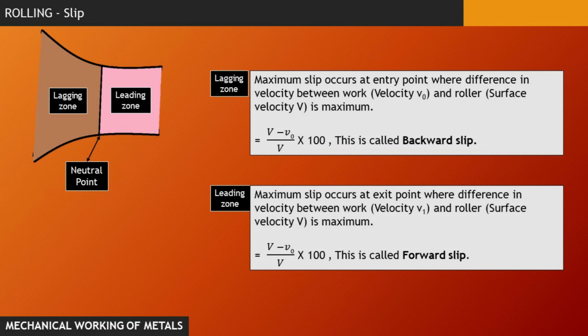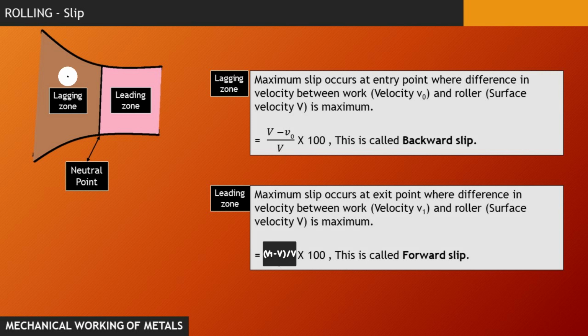And in the case of the leading zone, the maximum slip occurs at the exit point, and at the exit point the difference in velocity between the work and the roller, that means the relative velocity, is maximum, and it is given by (v1 minus v) by v into 100, and this is termed as forward slip. So the maximum slip occurring in the leading zone is called forward slip, and the maximum slip occurring in the lagging zone is called backward slip.